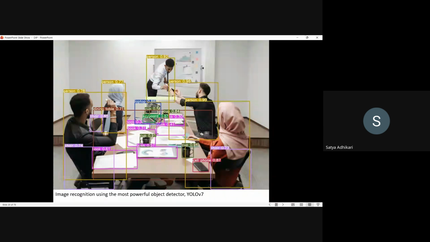So using a powerful object detector, you detect the objects. This image contains different types of objects. So yeah, the object detector is there to detect that. And you see, it draws rectangular boxes to detect or recognize the objects.